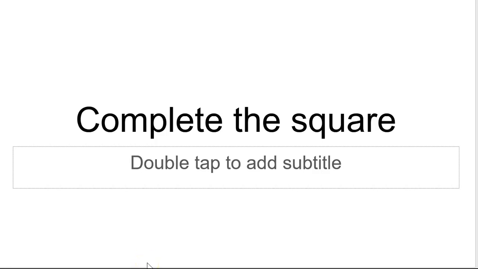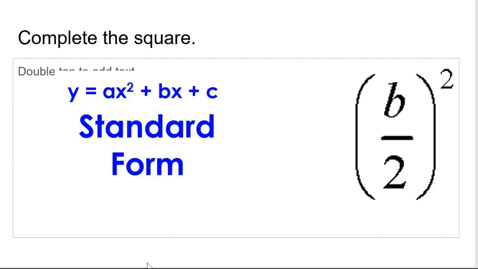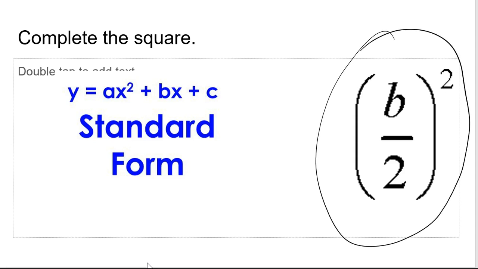Okay, so today we're going to talk about complete the square. We've kind of talked about this before in the first semester, so we're going to revisit it again. If you remember, complete the square is using this formula right here, b over 2 squared, and it comes from standard form. We're going to go through how to find c first, and then we're going to do some examples, so kind of go slow through it.